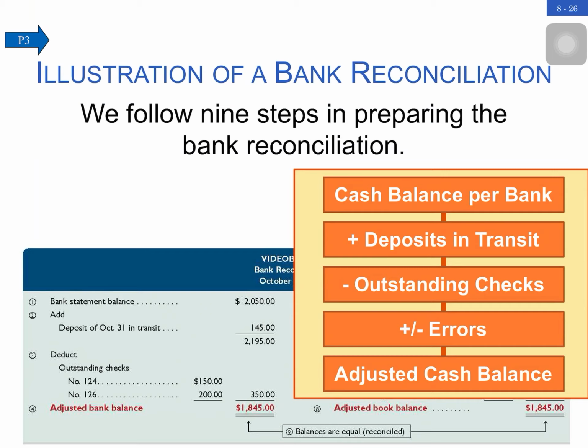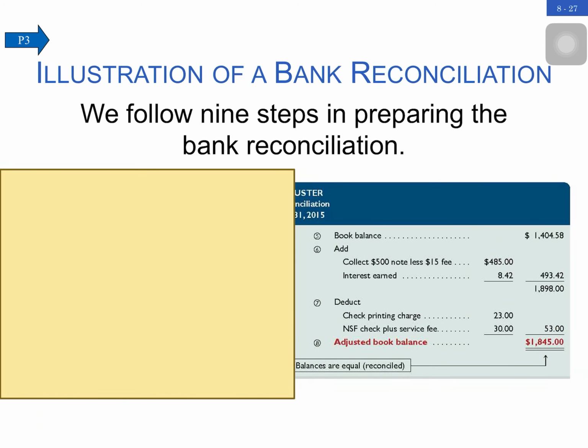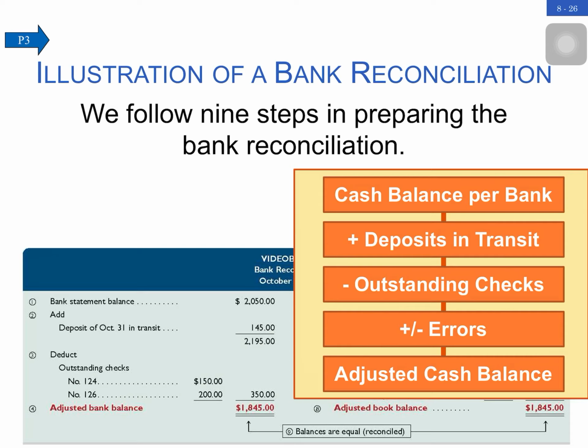Illustration of a bank reconciliation. We follow 9 steps in preparing the bank reconciliation. Actually, you don't need to remember all of these steps, you just need to understand. So let's see. You have the cash balance per bank, the ending balance of your money that is recorded by your bank, and then plus deposits in transit.